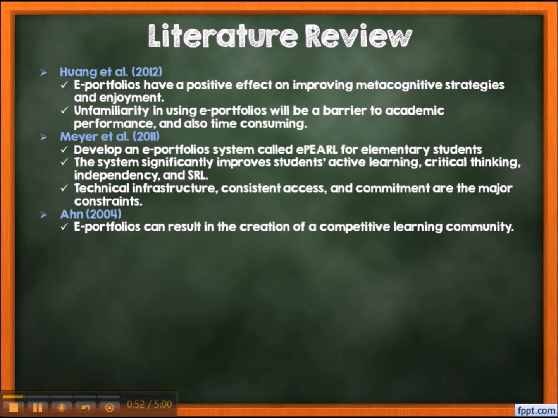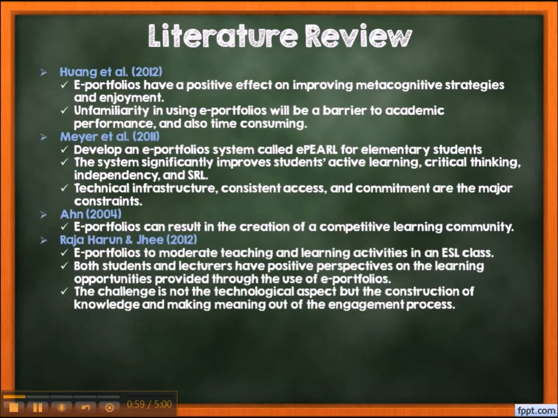The next paper is from Han. He found out that e-portfolios can result in the creation of a competitive learning community. Raja Harun and colleagues in 2012 used e-portfolios to moderate teaching and learning activities in an English as a second language class. They found out that both students and lecturers have positive perspectives on the learning opportunities provided through the use of e-portfolios. However, the challenge is not the technical aspect but the construction of knowledge and making meaning out of the engagement process.